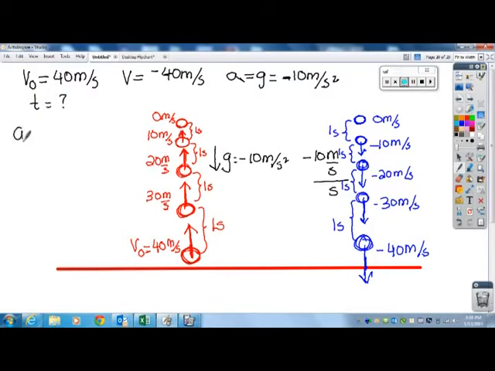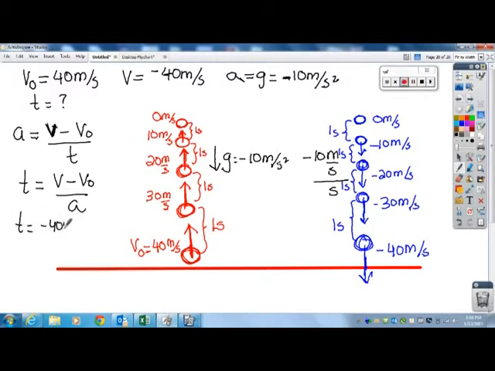You'd simply use your kinematics equation. Acceleration is equal to final velocity minus initial velocity over time. You'd rearrange this equation for time. Time is equal to final velocity minus initial velocity over acceleration. What are you going to plug in for your final velocity? You're going to plug in negative 40. What are you going to plug in for your initial velocity? You're going to plug in 40. What are you going to plug in for your acceleration? Negative 10.